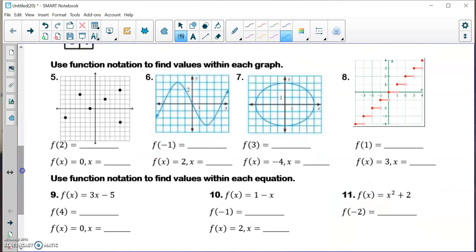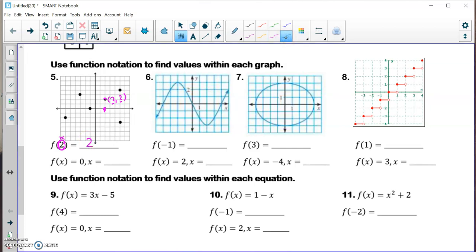Now I'm going to look at using function notation within a graph. So I want f of 2, so that's when x is 2. So I'm going to look at 2 on my x-axis, which is right here. The point that's in line with that x value of 2 is this point right here, which is the ordered pair 2, 2. So the y value associated with the x value of 2 is a y value of 2.